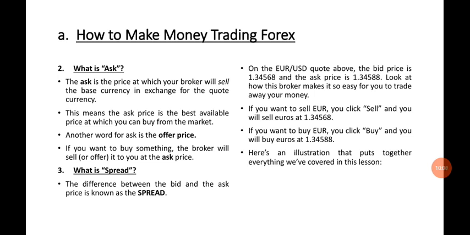3. What is spread? The difference between the bid and the ask price is known as the spread. On the Euro US dollar quote above, the bid price is 1.34568 and the ask price is 1.34588. Look at how this broker makes it so easy for you to trade away your money. If you want to sell euro, you click sell and you sell euros at 1.34568. If you want to buy euro, you click buy and you buy euros at 1.34588.